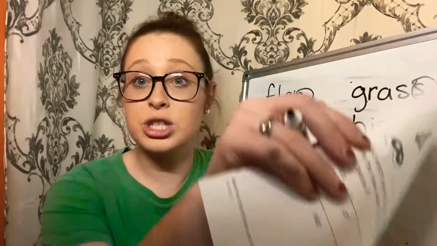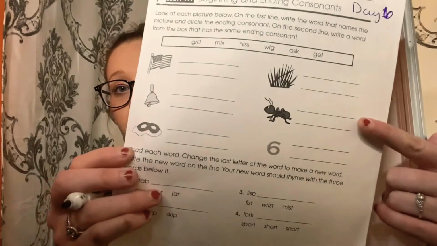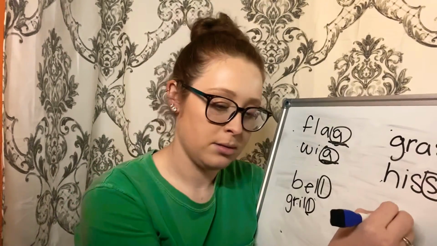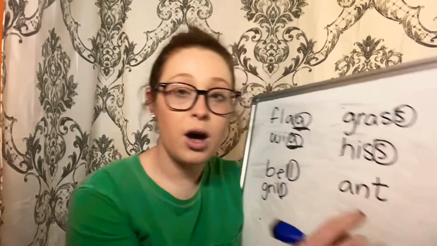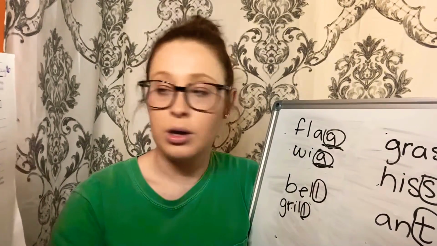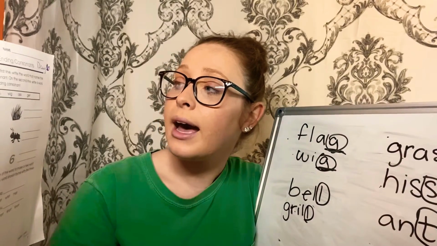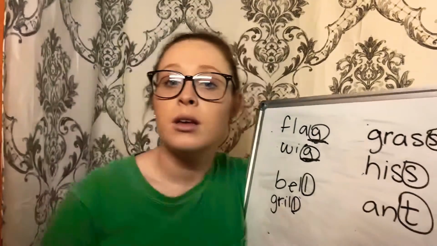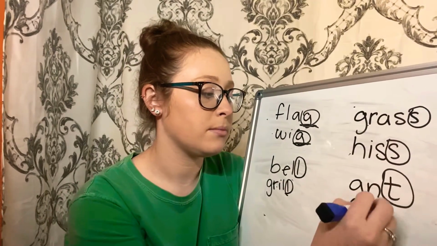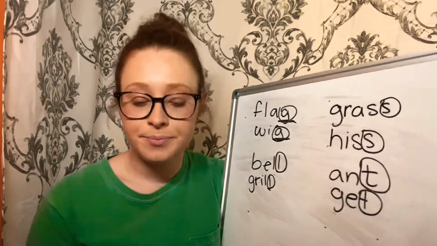Okay, now look at the picture over. So this picture right here, what is that? It's a picture of an ant. So what is my ending? T. So what word at the top will go with it? We have, what do we have left? We have mix, ask, and get. So that's a T. So which one? Get. Make sure you circle that T.